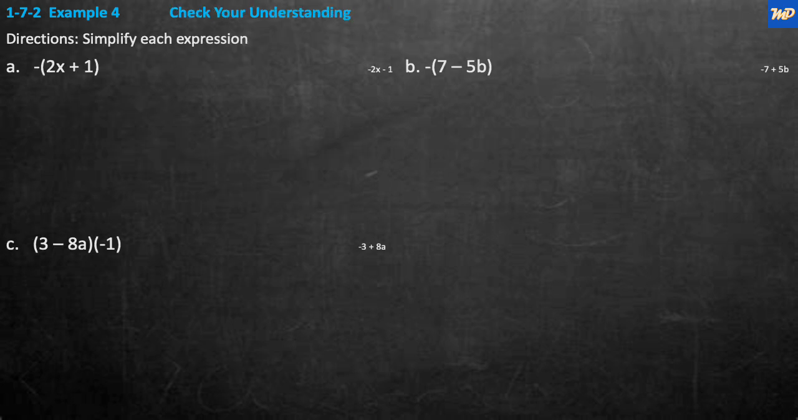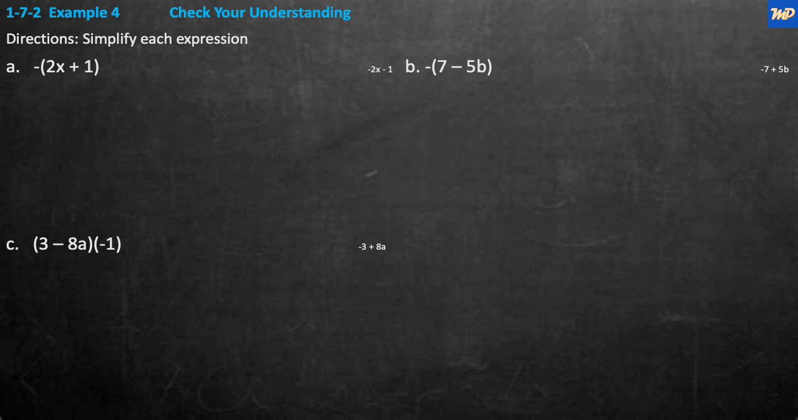Example 4, check your understanding. Simplify each expression. So I'll wait for you to do it. You know what to do. Okay, I'll wait. When you come back, we'll do them together. Okay, I'm assuming you stopped the video, you did the work, and now we're going to do them together, okay? So let's start with problem A.